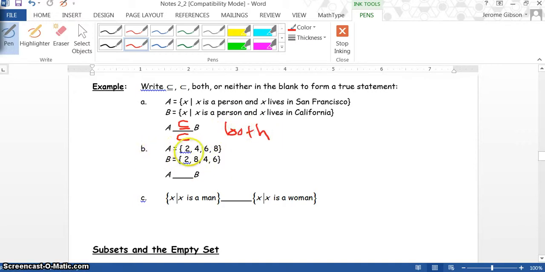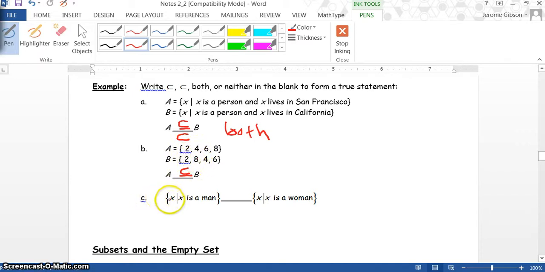Now we come here to B. We have A, which is 2, 4, 6, 8. We have B, which is 2, 8, 4, 6. Now if you notice here, we have all the exact same elements in both of these sets. So A is a subset of B. We know that it cannot be a proper subset because in order to be a proper subset, you cannot have all of the same elements.